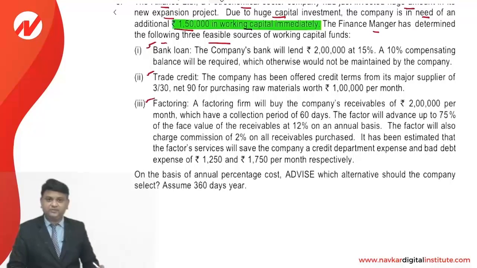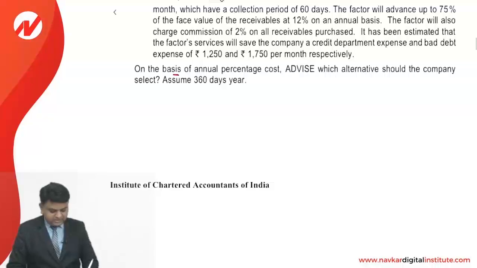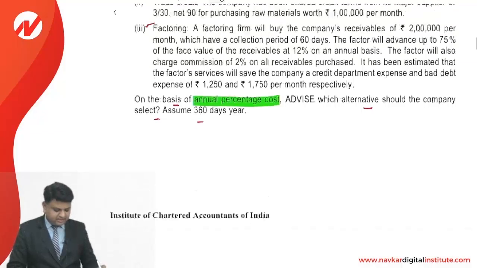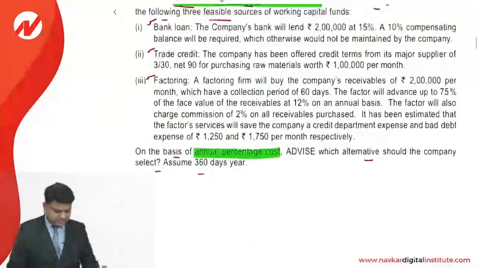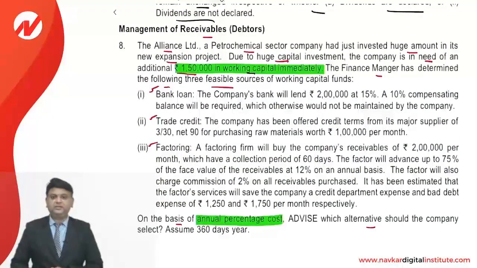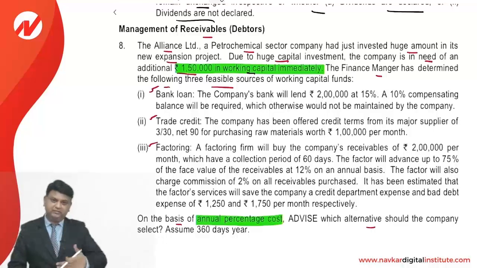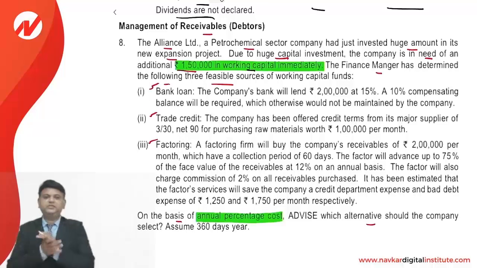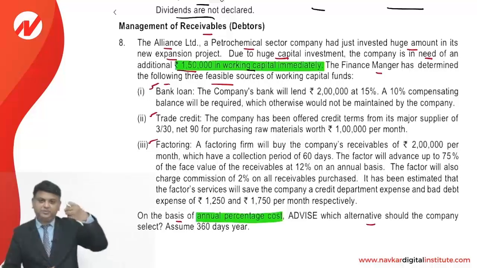We have been provided with information about all of them on the basis of, this is the important word, annual percentage cost. Advise which alternative the company should select, assuming that there are 360 days in a year. So we are required to compute the annual percentage cost for all three, and choose the option which has the lowest cost. So friends, we compute the cost for each method of financing, and the option having the least cost will be selected.